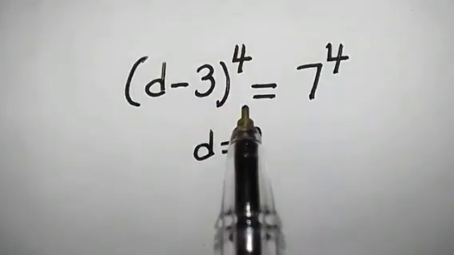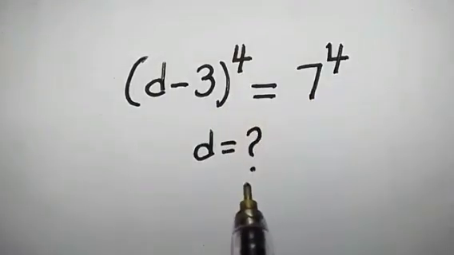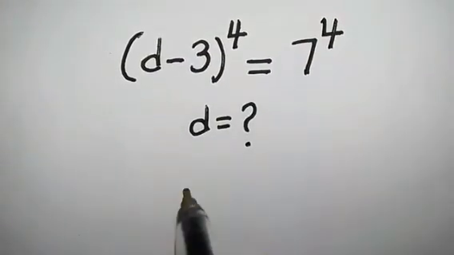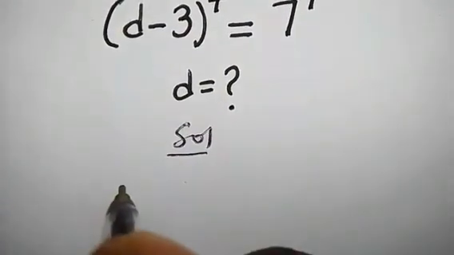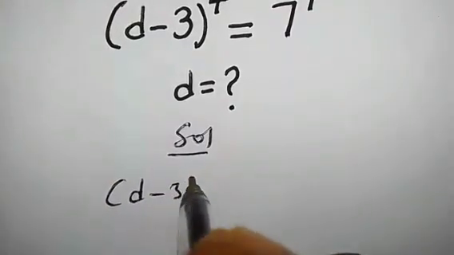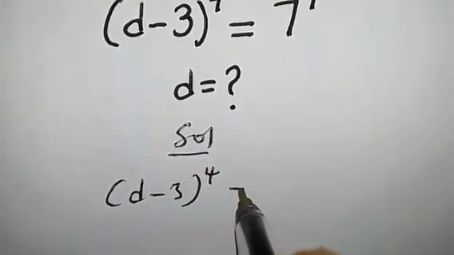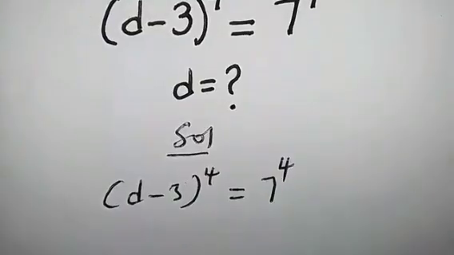(d − 3)^4 = 7^4. We have to find the value of d. Without further delay, let us begin. Solution. Let's write down the question first: (d − 3)^4 = 7^4.